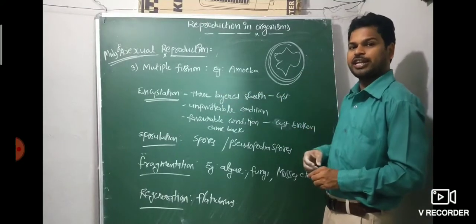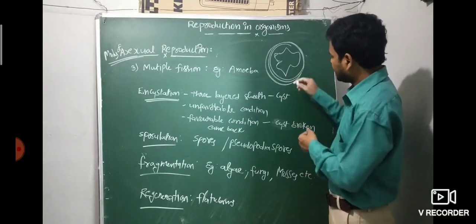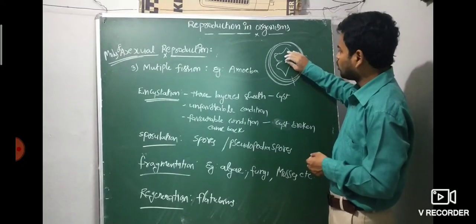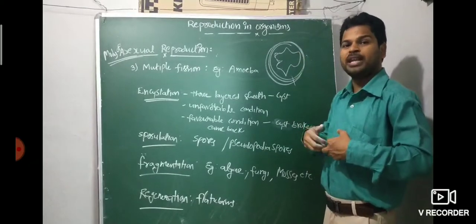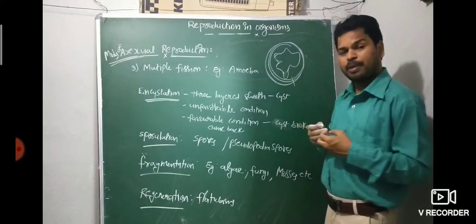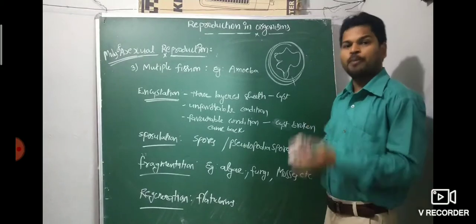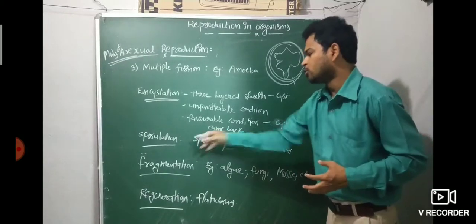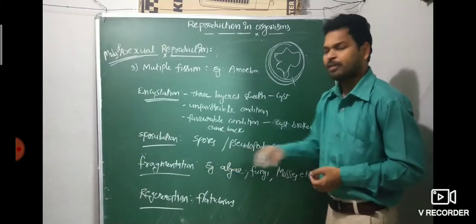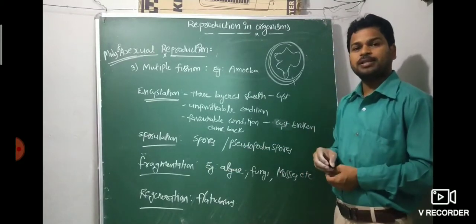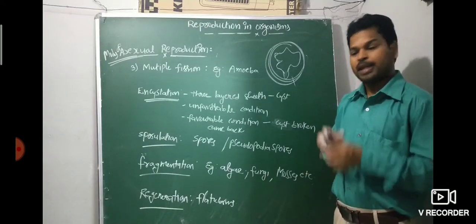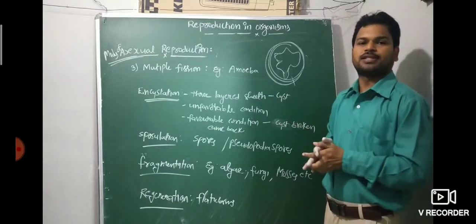Once favorable condition comes back, the cyst is broken. Then these amoeba produce many spores through pseudopodia. That process is called sporulation.